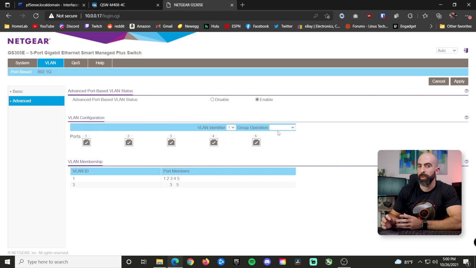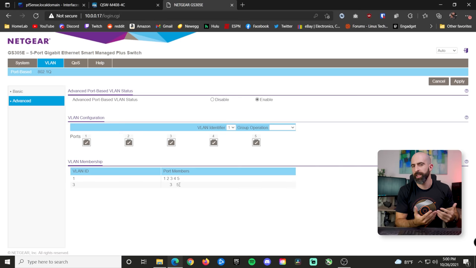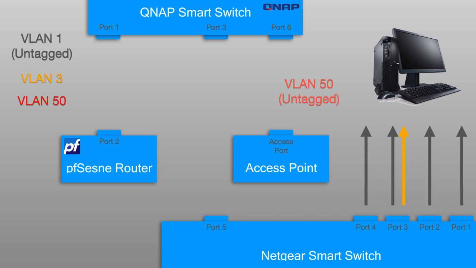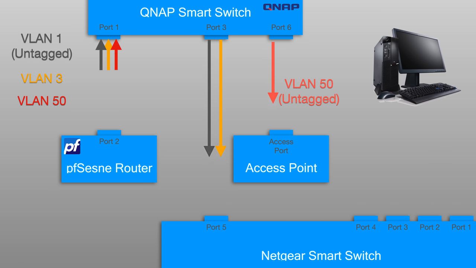So if you were to look at this switch physically, I have a Cat6 cable running from port 3 on my QNAP switch, which is sending untagged VLAN 1 and tagged VLAN 3 to this smart switch into port 5, which is listening for VLAN 1 and VLAN 3. Is it starting to make sense now? Then you can also see that port 3 also listens for VLAN 3, meaning that I can take a physical plug and plug that into a device and send along VLAN 3.